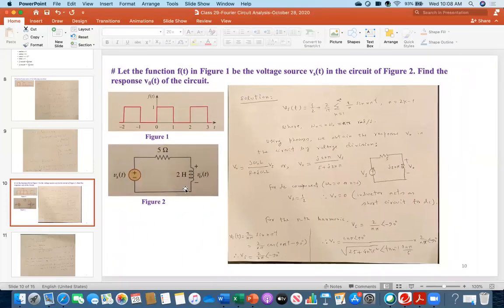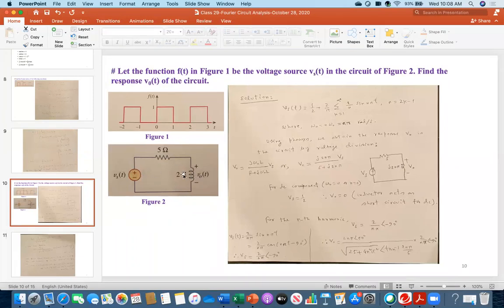Let's summarize. In every circuit problem involving a Fourier series, there will be a function. In this case, it can be rectangular, triangle, or other sinusoidal format. First, you have to convert it into a Fourier series. In this case, this is the result based on the previous problem. Now you look at the circuit and what it is asking. In this case, it was asking for the voltage here.